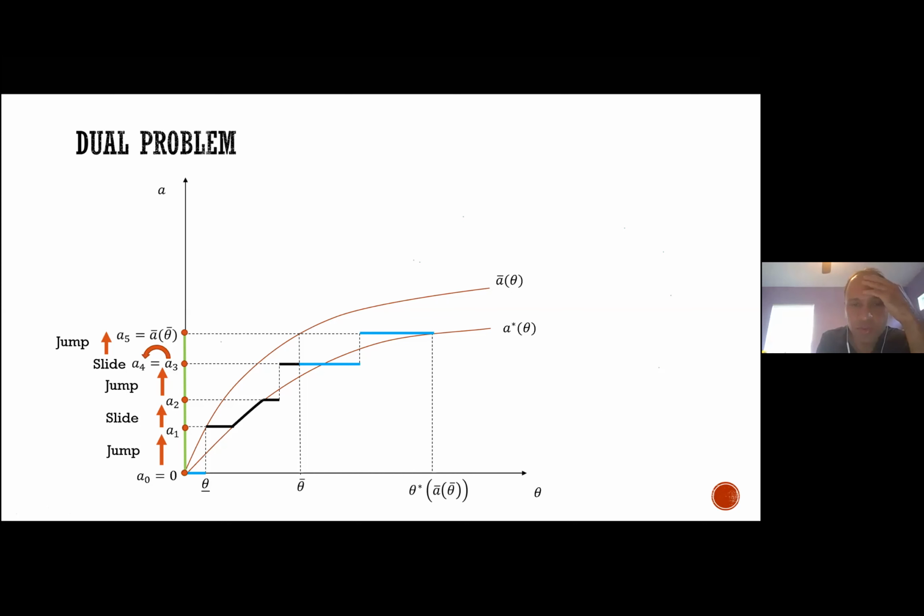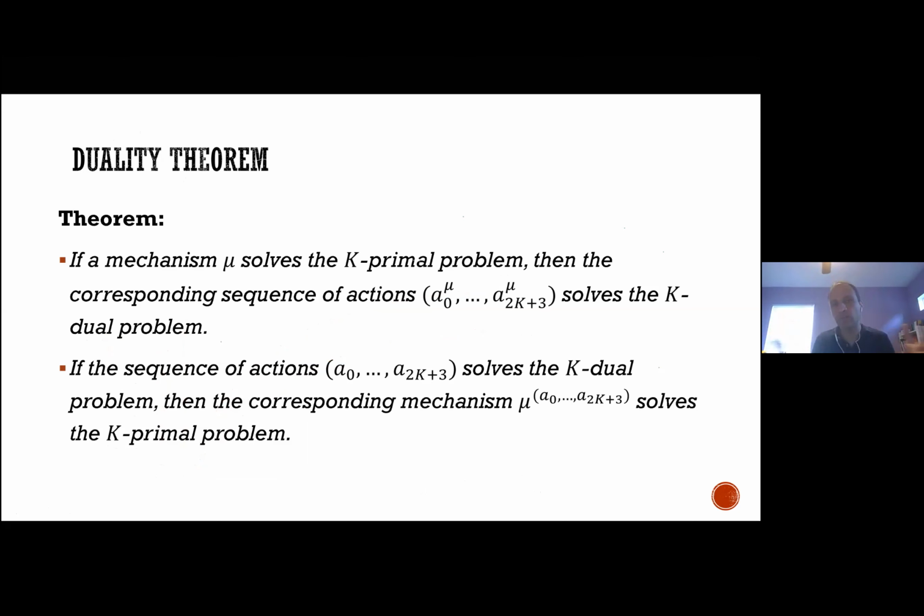Hopefully, as I said, this gives you some sense of why one way is true, right? Why starting from an IC and IR mechanism, you can construct such a path in the dual problem with exactly the same expected payoff as the principal's expected payoff in the mechanism. But the reverse is also true, right? So if you give me such an increasing path, then I can construct an IC and IR mechanism which has exactly the same expected payoff for the principal as the total reward of the decision maker on this increasing path. So the duality theorem goes in both directions. So it's a strong duality in that sense.